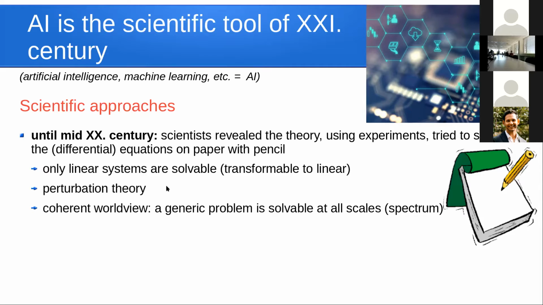This whole method of solving the system proposed a coherent worldview, that a generic problem is solvable at all scales. We only need the tools. Actually, if we know the spectrum of the model, then we know everything. So it's a very coherent worldview that was suggested by this method.